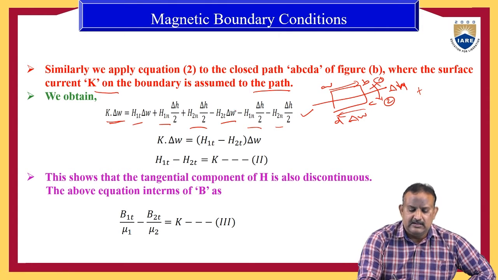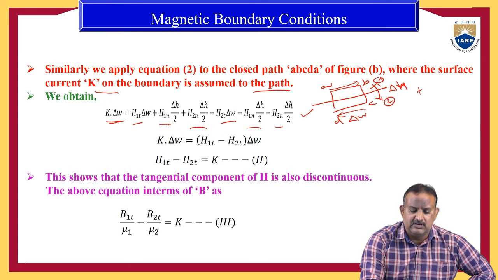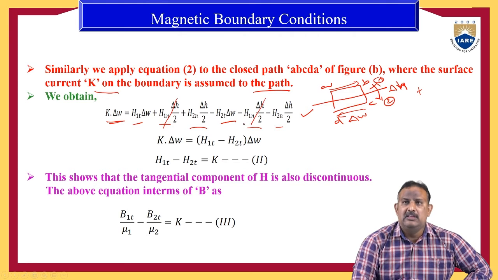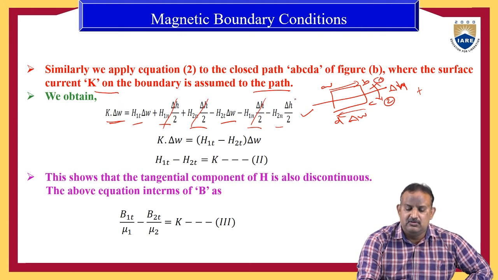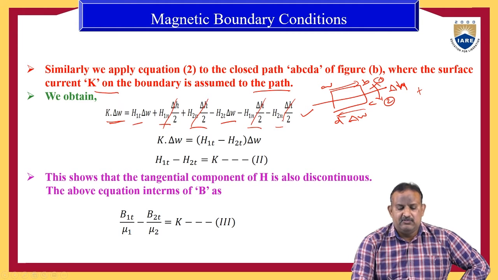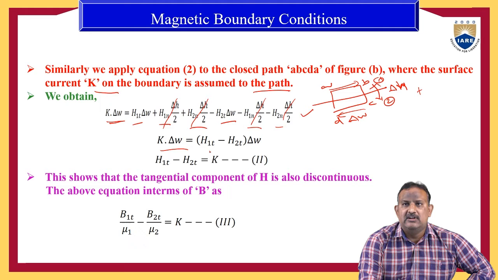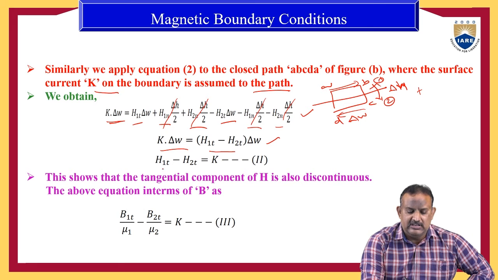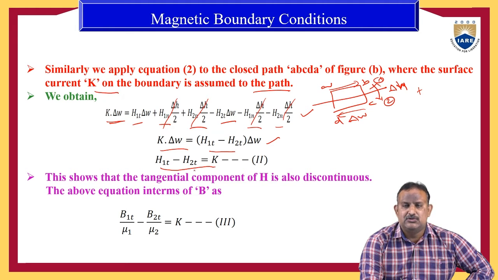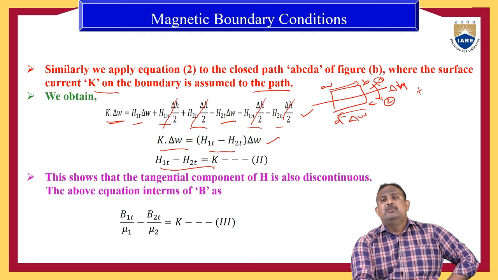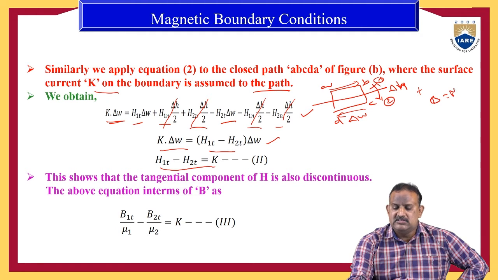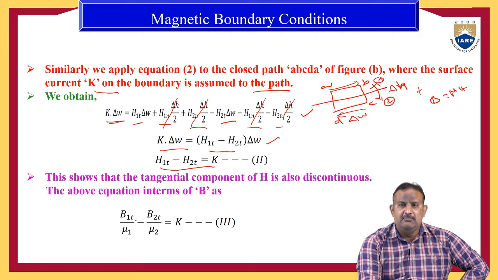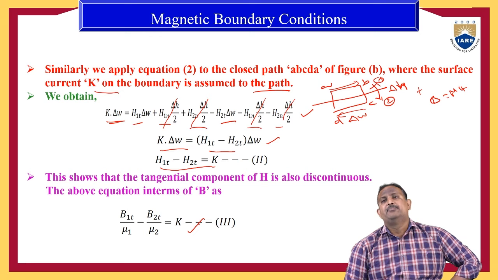Here we can cancel the negative and positive terms. H1N into delta H by 2 cancels with H1N into delta H by 2, and similarly H2N into delta H by 2 cancels with H2N into delta H by 2. Therefore, the equation becomes K into delta W equals H1T minus H2T into delta W. We can cancel delta W on both sides, so H1T minus H2T equals K. Because B is equal to mu H, we can write the expression as B1t by mu1 minus B2t by mu2 equals the current element K.